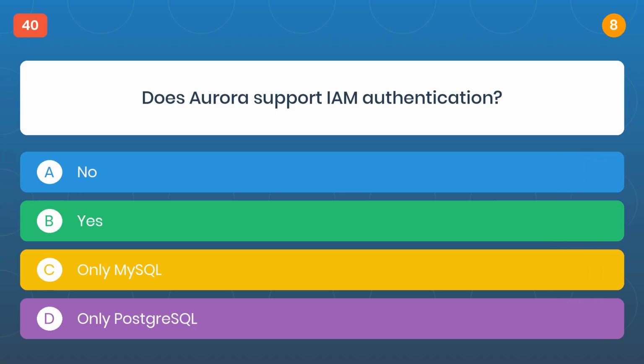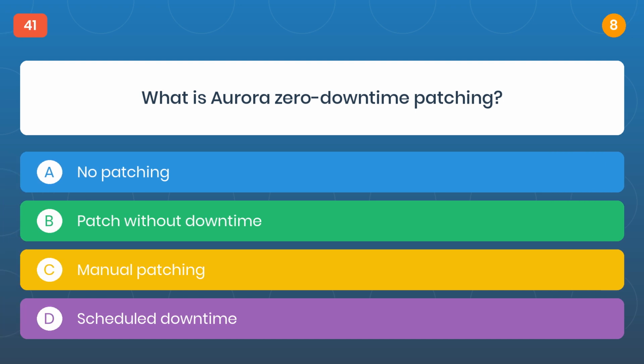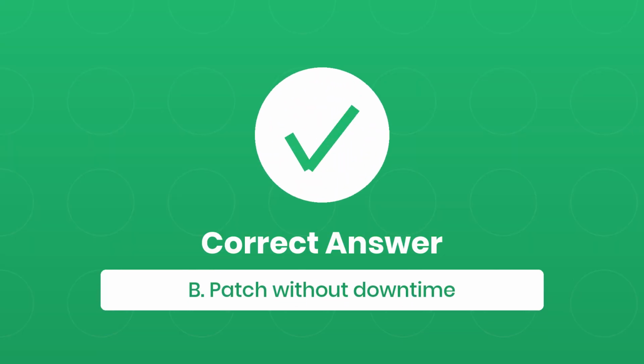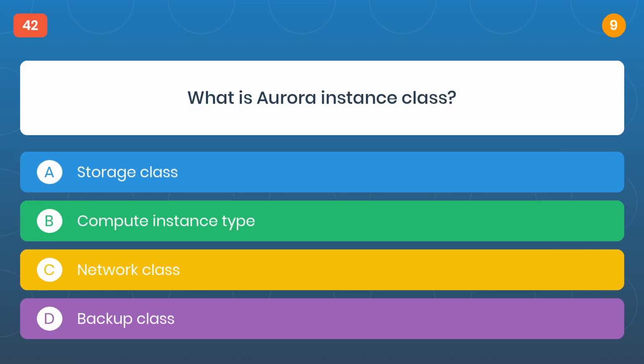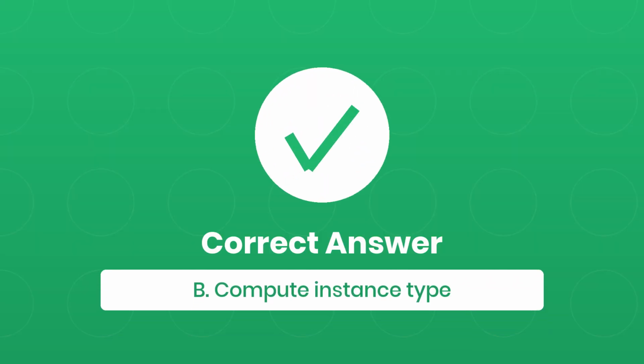Question 40. Does Aurora support IAM authentication? The correct answer is B, yes. Question 41. What is Aurora Zero-Downtime patching? The correct answer is B, patch without downtime. Question 42. What is Aurora instance class? The correct answer is B, compute instance type.